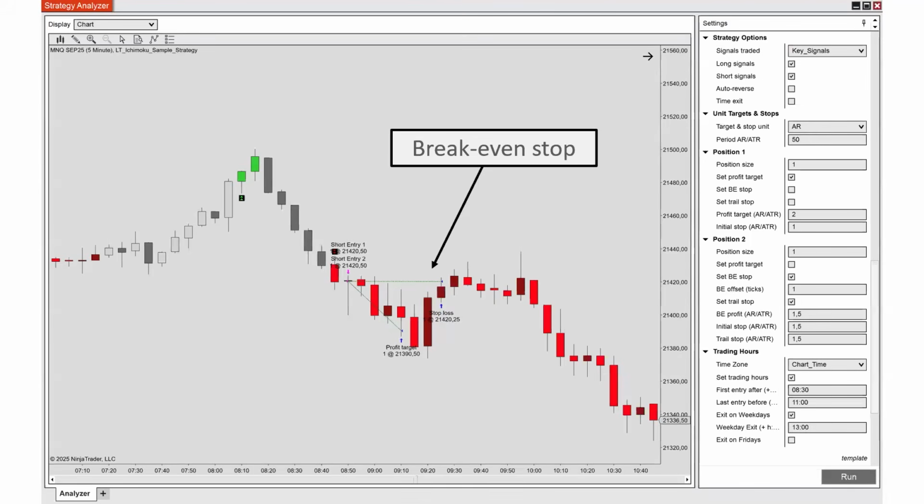So here's an example of that. 2 lots. The first profit target was reached. And then we told the strategy to move the stop for the second lot to the entry price. And that way we had a risk-free scenario for the second lot here, avoiding it going from a winning to a losing trade. You could have made more profit on this, of course, but just to show you how the break-even stop is implemented here.